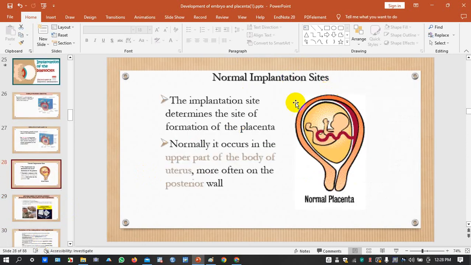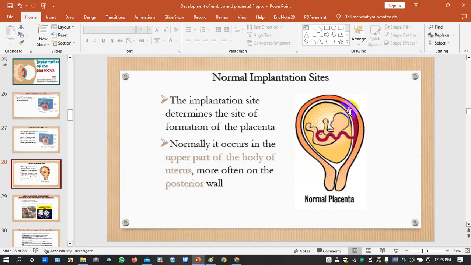So the normal implantation sites of the uterus: we have the posterior wall of the uterus. Like I explained earlier on, we have the anterior wall. If it is the anterior wall, then the urinary bladder will be around here. If it's the posterior wall, you will see the rectum adjacent to it. So this is the posterior wall, so the rectum will be here, because your back contains your anus and your rectum, but your front contains the urinary bladder. Your pubic symphysis, your genitals, is in front of you.